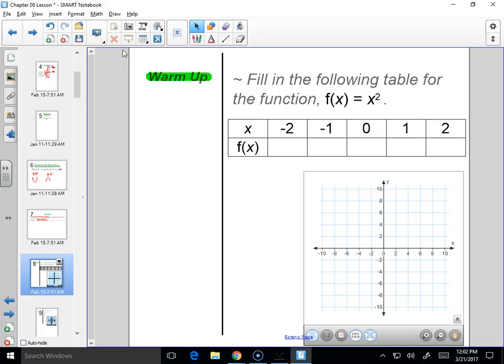Kiddos, Caleb, I would love to answer Jordan's question, which is off topic, but I think it's important to her. But I really need you guys finishing the warm-up. So notes open. You're filling in the table by plugging in x's to the function. Okay, focus.